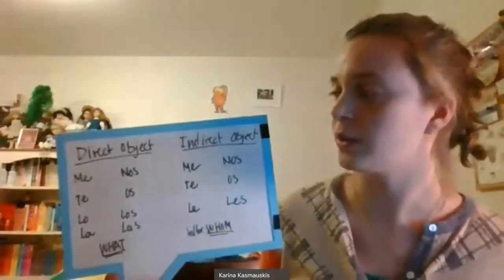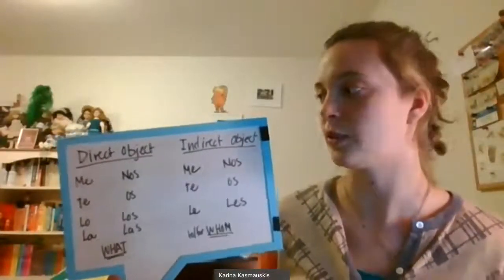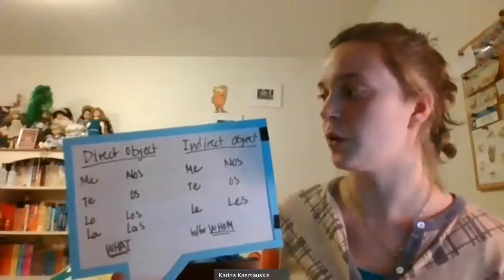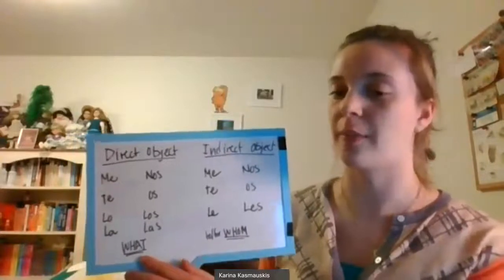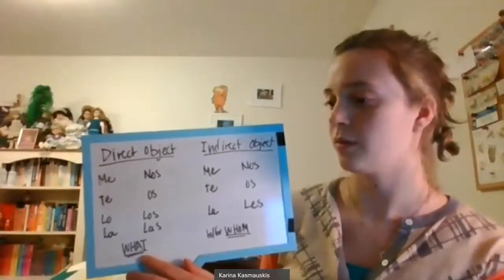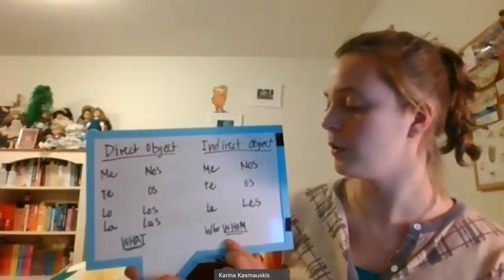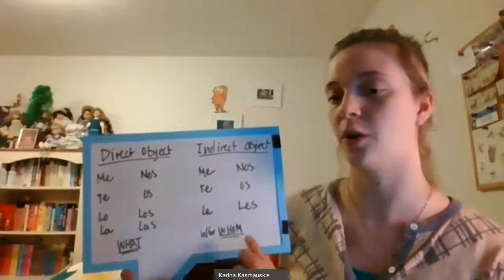In order to figure out if you are going to be replacing a direct object or an indirect object in a sentence, what you want to think about are these two words. With the direct object, you want to think about what the thing is. And for an indirect object, you want to think about to whom or for whom the action is being done. So let's take a sentence.